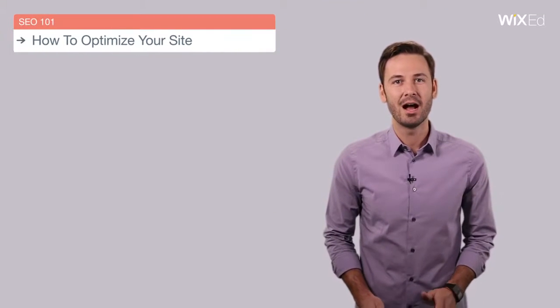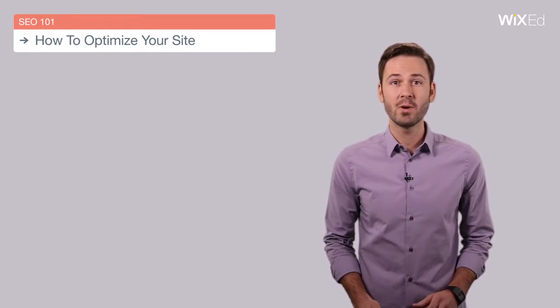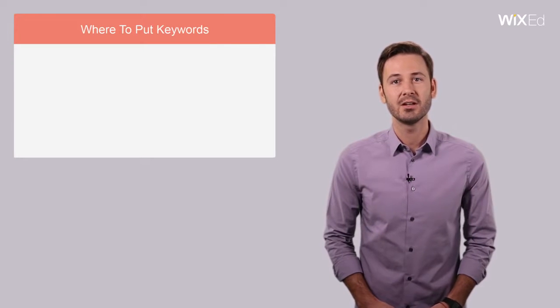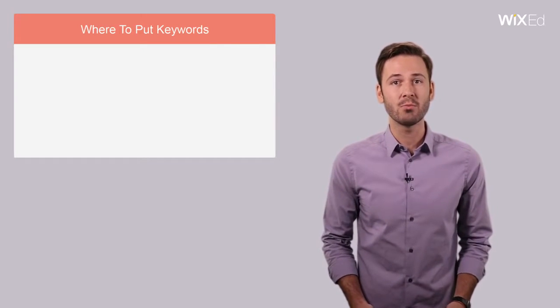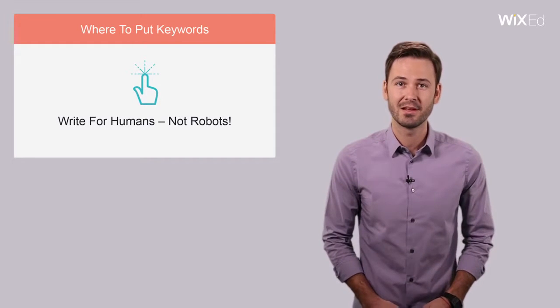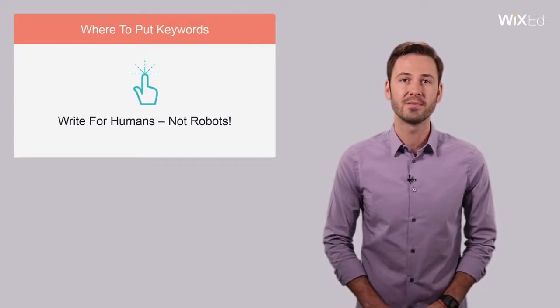In this chapter, I'll show you practical tips for optimizing your site, starting with where to place your keywords using the Wix editor. A general rule of thumb when preparing website content is to always put your users first. Above all, aim for clarity and readability.